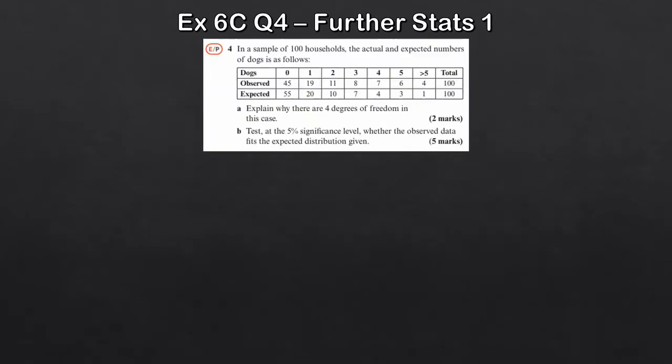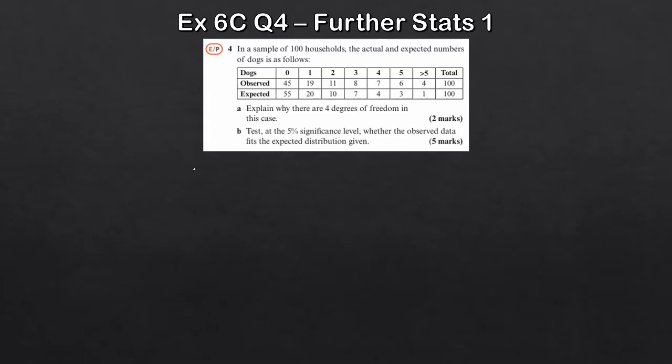So next question is from exercise 6C, question 4. The first part, and this is quite a common building up to the main part of the question, is where it'll ask you to explain why there's a certain number of degrees of freedom. In this case, we're told that there's 4 degrees of freedom and we're asked to explain why. And then in part B, we've got to perform the test at the 5% significance level. We've already been given the expected values, so it's a nice one. They've already done most of the work for us. We've just got to work out why there's 4 degrees of freedom.